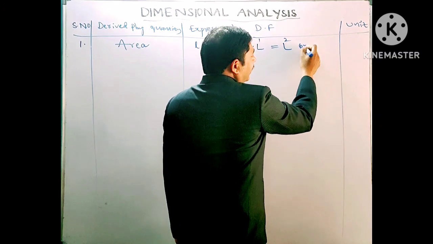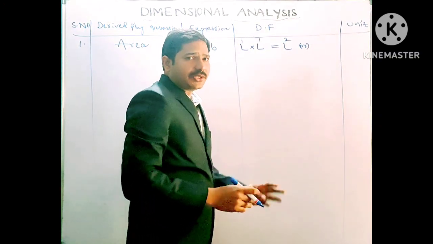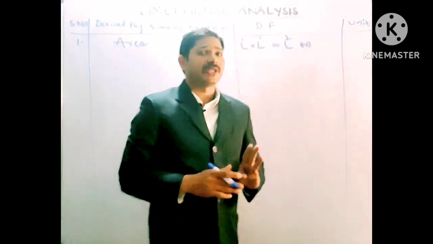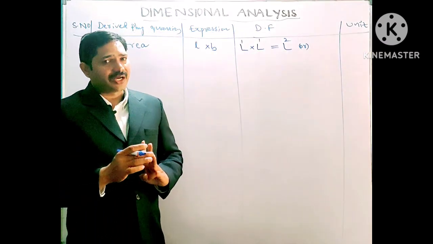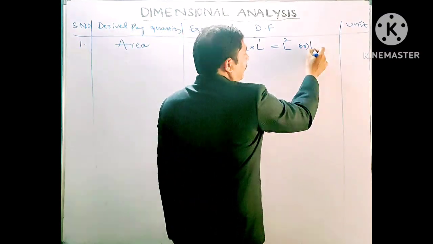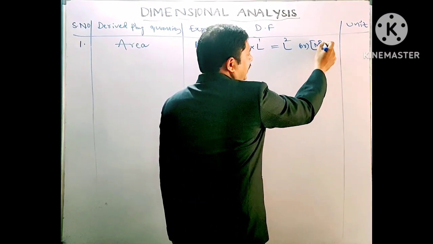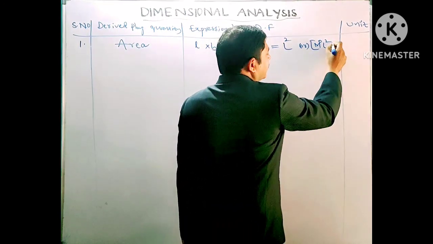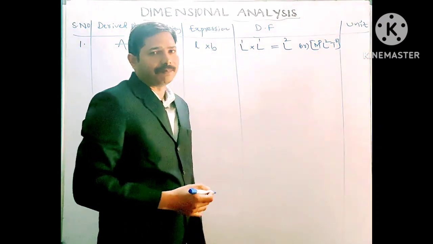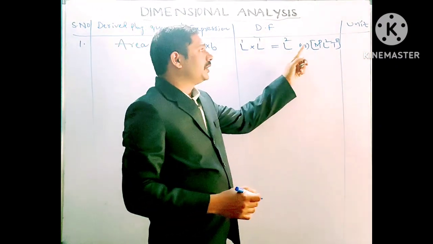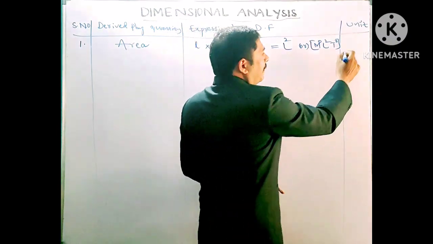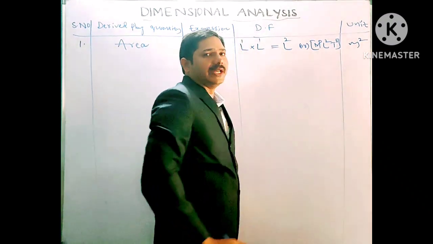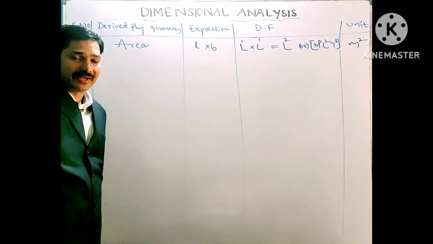So now I am writing the total formula type. Generally, as we just learned, dimensional formula is represented in terms of 3 physical quantities: mass, length and time. I am writing mass here. Mass is not there, so power 0. Length power is there, power 2, and time is not there, so power 0. Here the length unit is meter, power 2, as it is. So meter square is the unit of area.